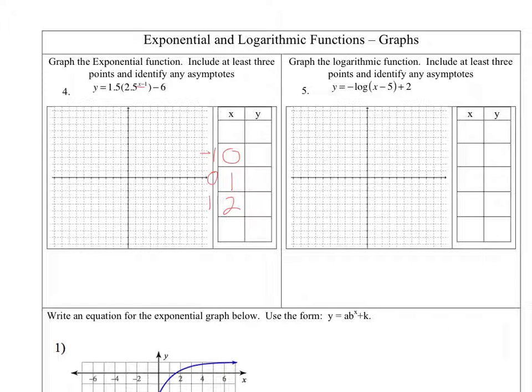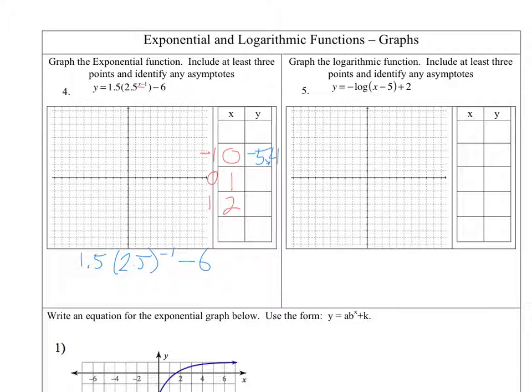When I plug those in, we get 1.5 times 2.5 to the negative 1, and that's going to be minus 6. 2.5 to the negative 1 is going to be 2 fifths. So we have 3 halves times 2 fifths. I get 3 fifths minus 6, which is negative 5.4.